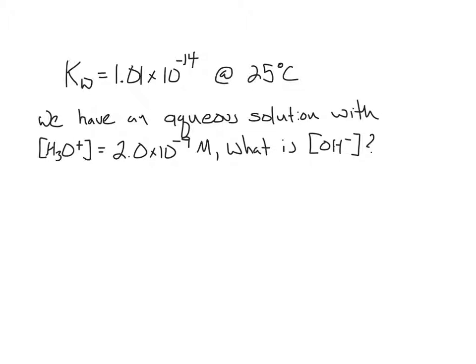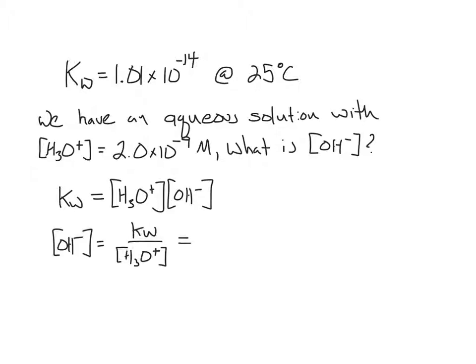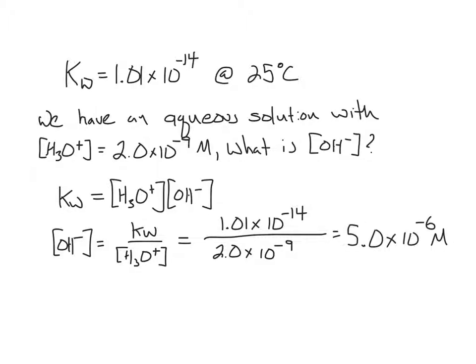To calculate the concentration of hydroxide in the solution, we set Kw equal to the concentration of the hydronium times the hydroxide, solve for the hydroxide, and then plug in our known values of Kw and the given value of the concentration of hydronium in the solution. We then calculate that the concentration of hydroxide in this solution is 5.0 times 10 to the negative 6 molar.